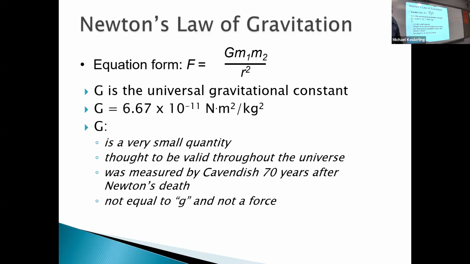It's thought to be valid throughout the universe. It was measured by Cavendish about 70 years after Newton's death, with a very delicate experiment involving giant balls being attracted to each other. And it is not equal to little g. Lowercase g is just the acceleration due to gravity on Earth. Uppercase G is the universal gravitational constant. And it's not a force. It's a constant that lets you calculate a force.